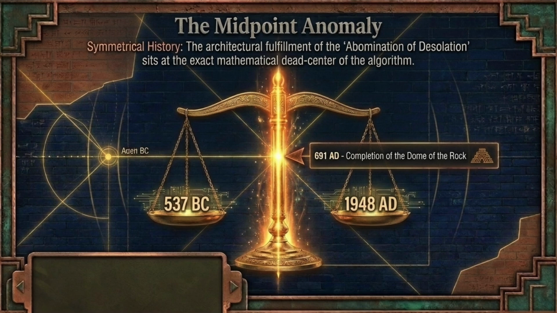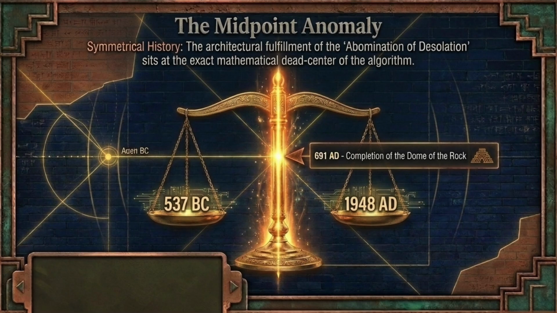If you calculate the exact midpoint between 537 BC and 1948 AD, you arrive at the late 7th century, specifically right around the year 691 AD. And 691 AD is a massive date in geopolitical and religious history. That is the exact time period when the Umayyad Caliphate completed the construction of the Dome of the Rock on the Temple Mount in Jerusalem. Sitting directly on the site where the Jewish temples once stood.